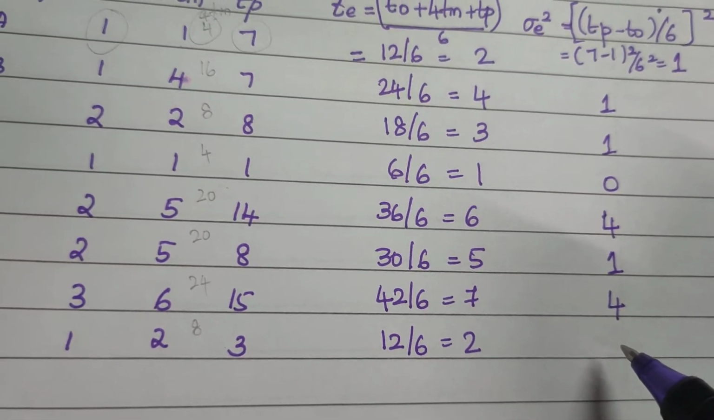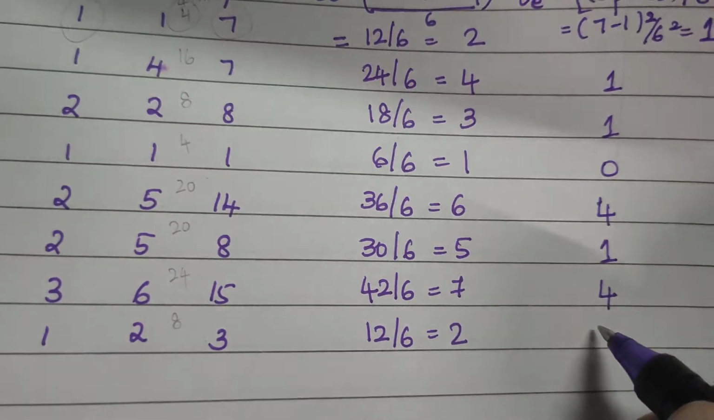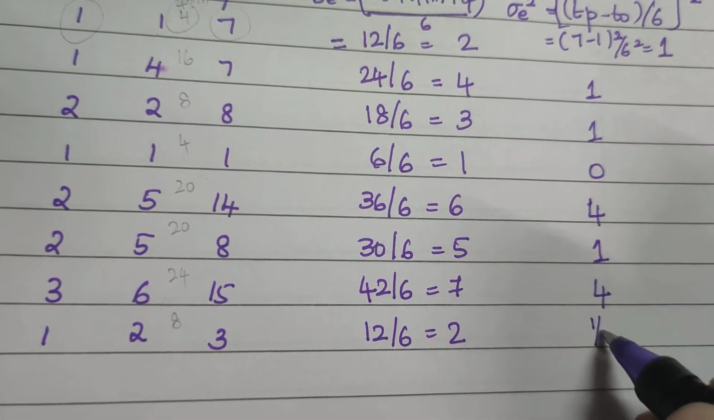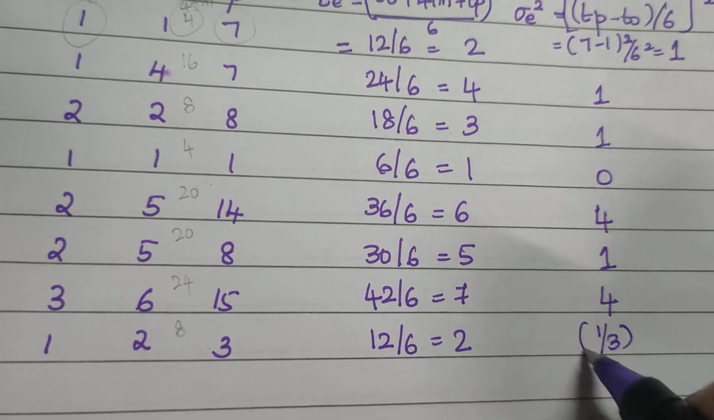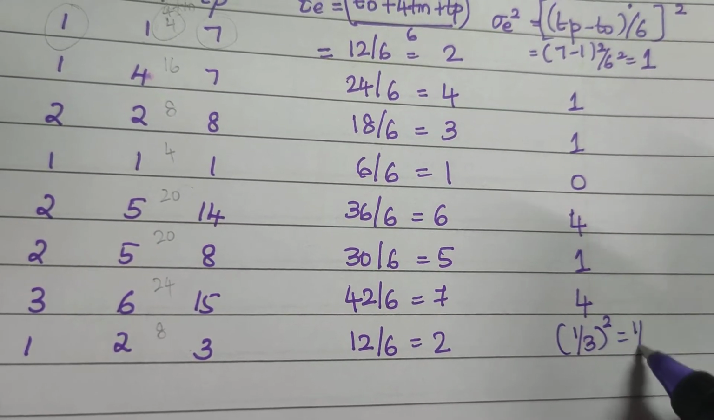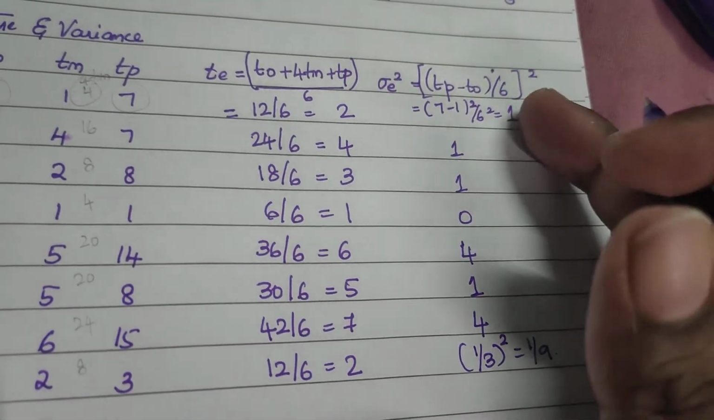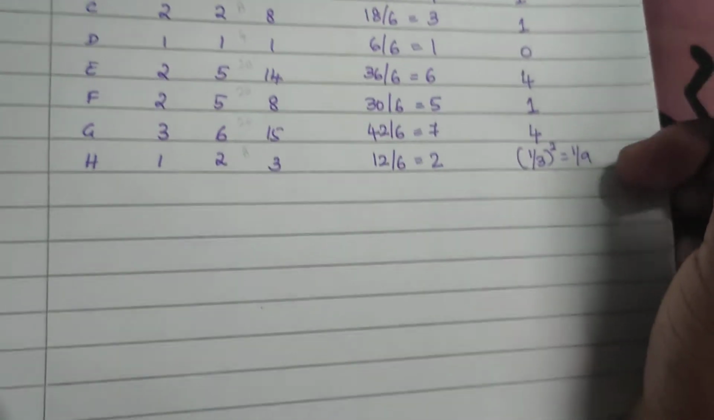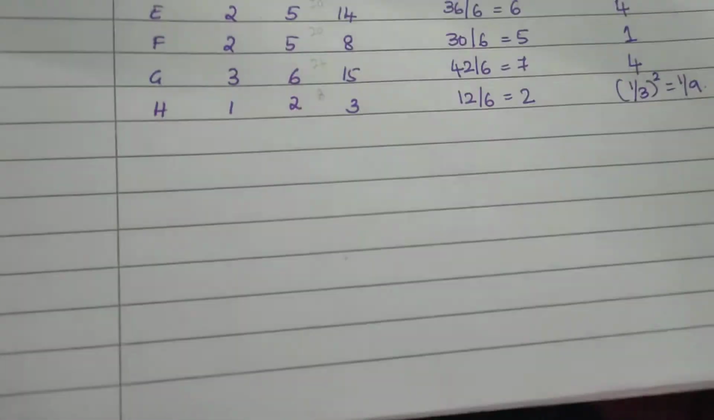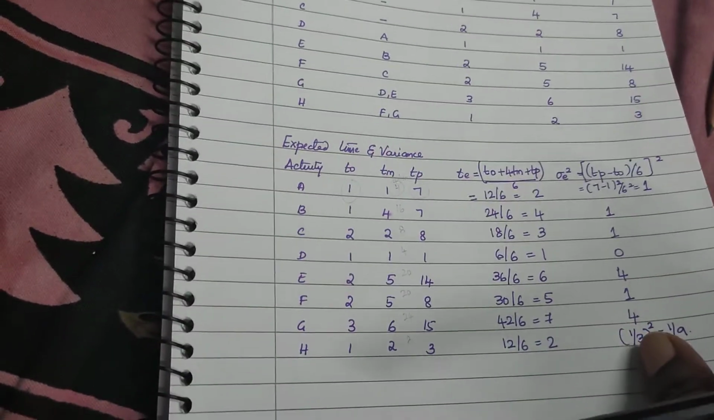Next one is a little different. 2 by 6, that is 1 by 3 square, 1 by 9. So these are my variance values. Now we are going to see how to draw the diagram.